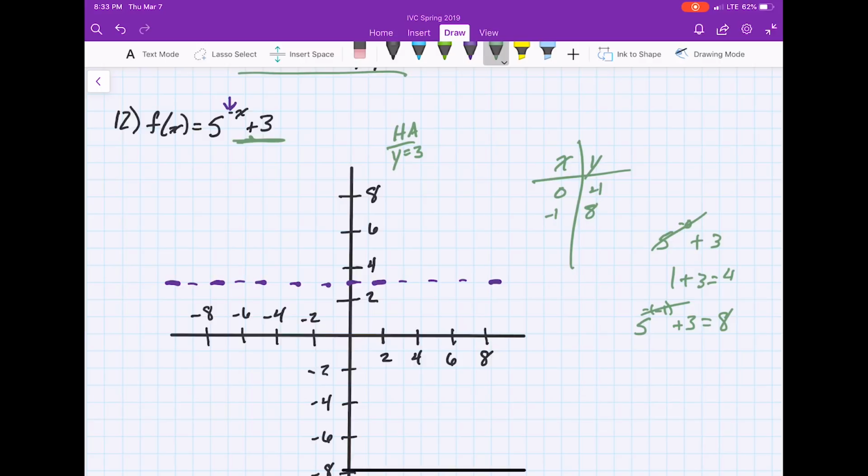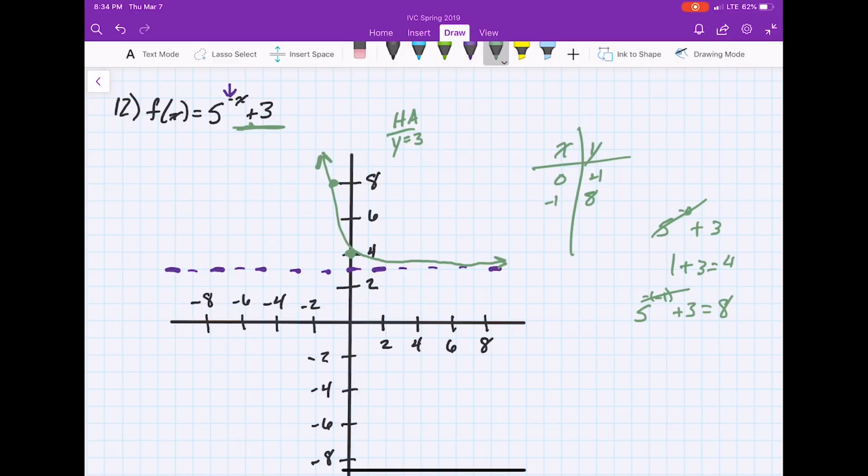So let's just plot these two numbers. 0, 4 is right here. Negative 1, 8. This is, again, going to be a really steep curve, but we can see that it does come out the direction we predicted based on knowing the translation rules. So there you go.